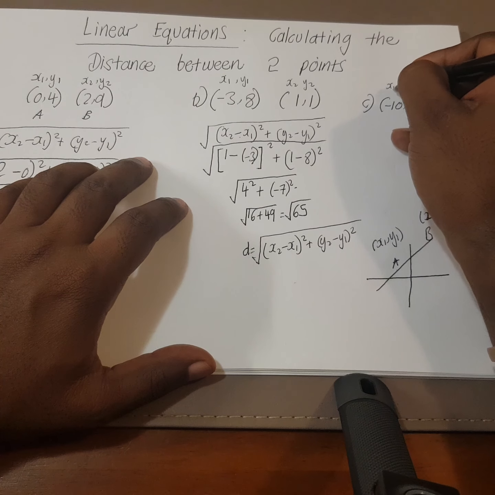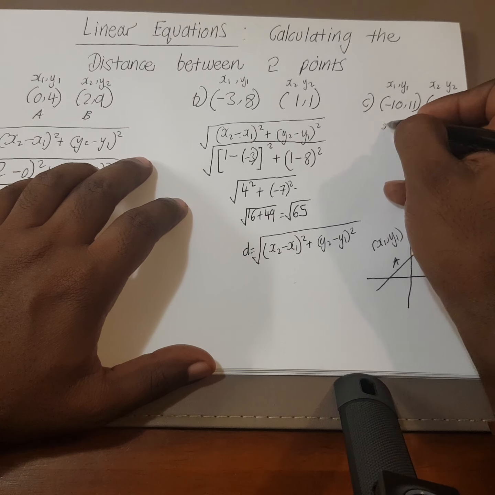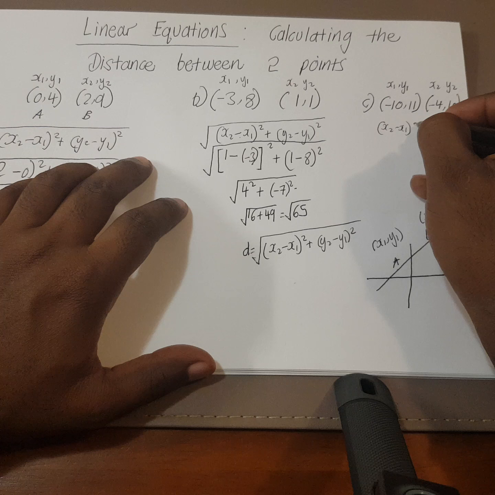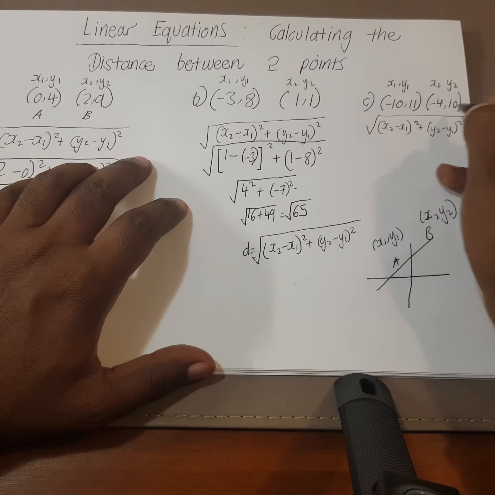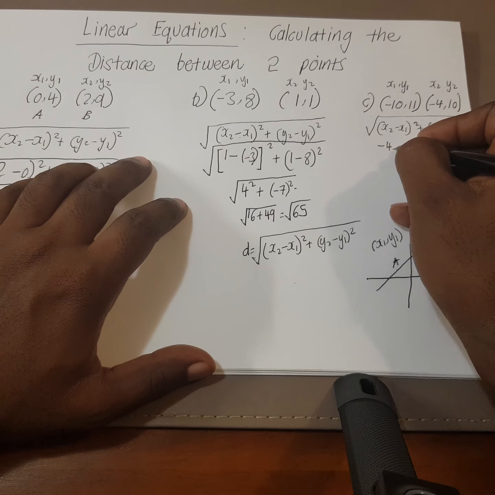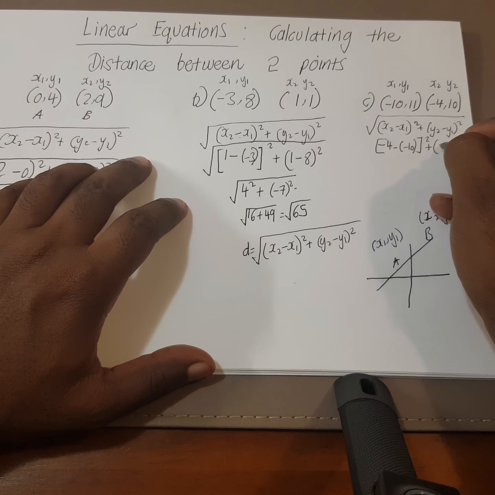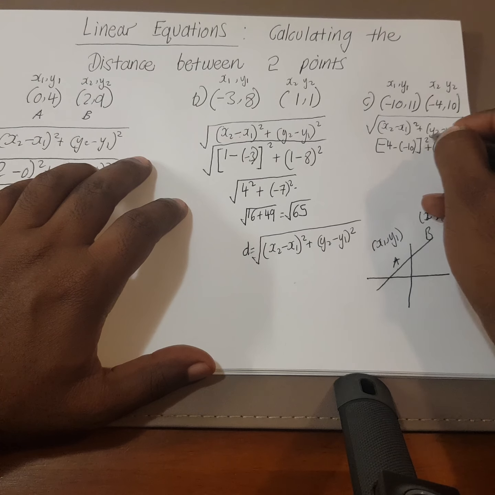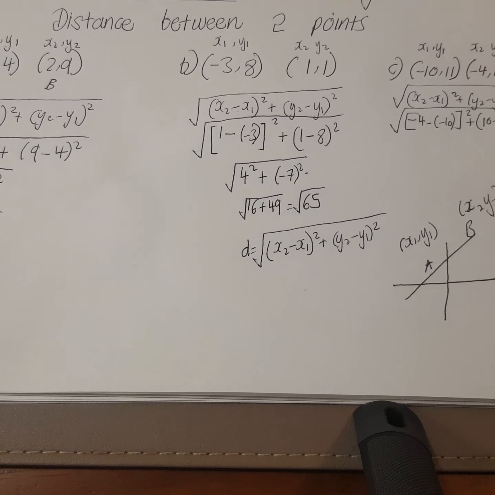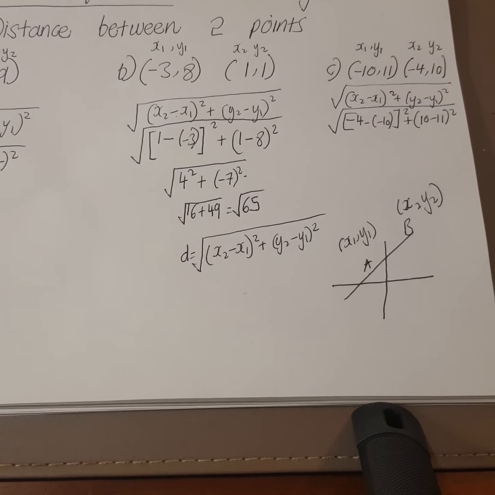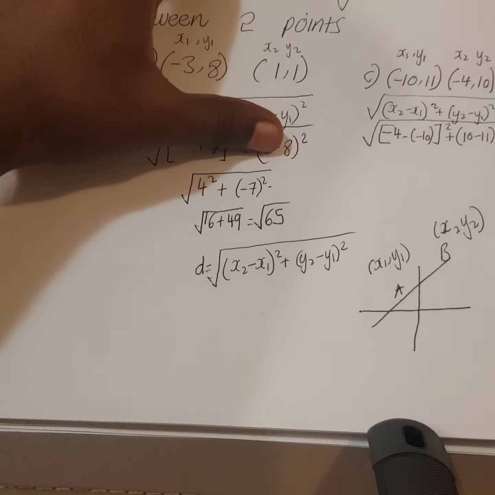All right, so x1, y1, x2, y2. Write my formula: x2 minus x1 squared plus y2 minus y1 squared, square root. x2, negative 4 minus negative 10, that's a square, plus 10 minus 11 squared, and put the square root there. All right, negative 4. Let me just zoom this here for you guys, so in that way you can see. Please bear with the zoom.